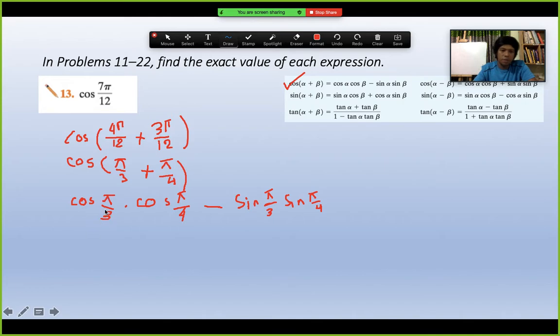Now cos pi by 3 means cos 60 degree. Cos 60 degree means 1 divided by 2, then into cos pi by 4, which means root 2 by 2, then minus sin pi by 3. Sin pi by 3 means sin 60 degree, which is root 3 by 2, then sin pi by 4 means sin 45 degree, root 2 by 2.